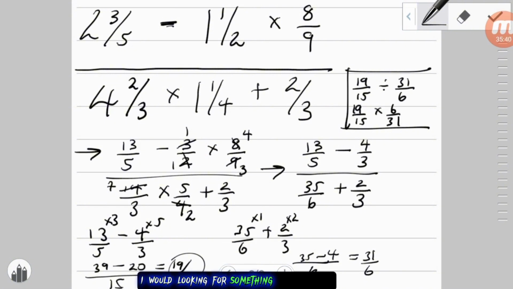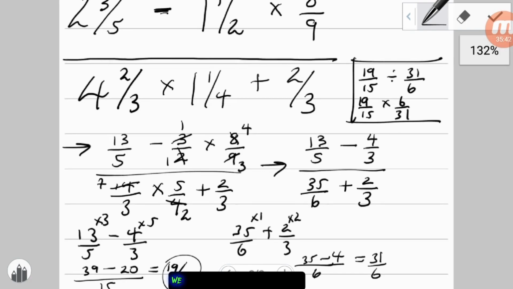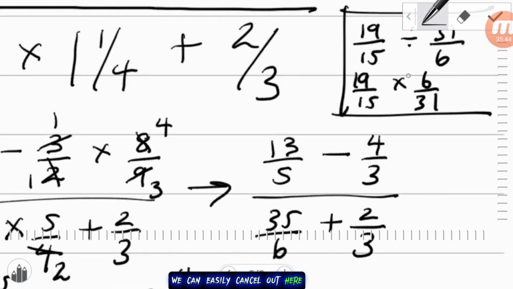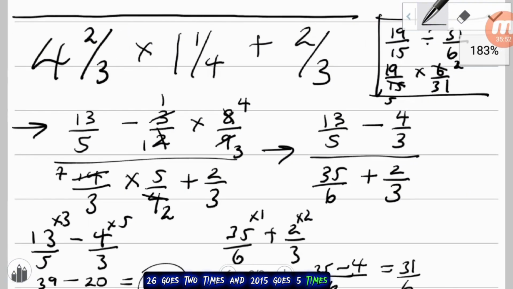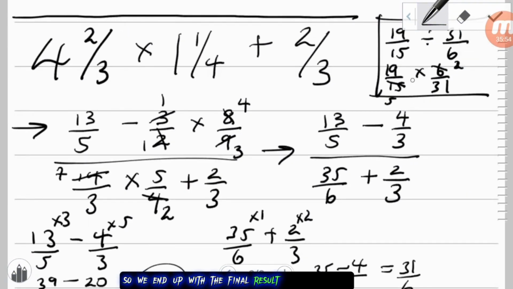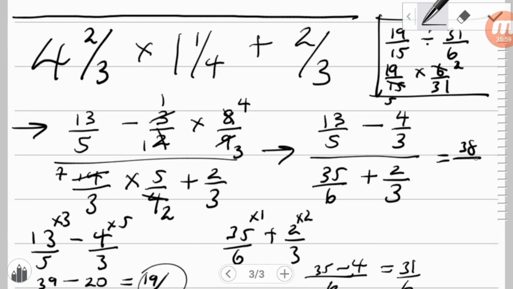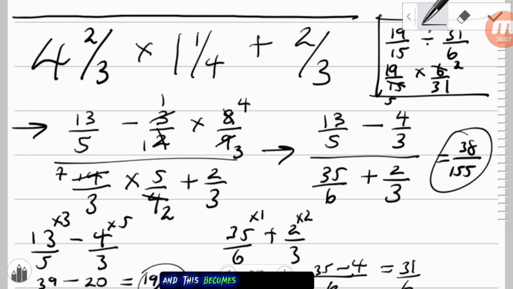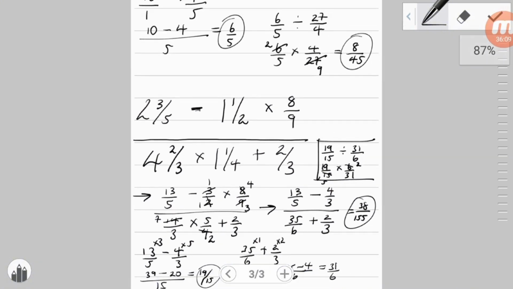And we're looking for something to cancel out. We can easily cancel out here 2 into 6. 3 into 6 goes 2 times, and 3 into 15 goes 5 times. So we end up with a final result here of 19 times 2, which is in fact going to be equal to 38, and 5 times 31 works out to be 155, and this becomes our final result.